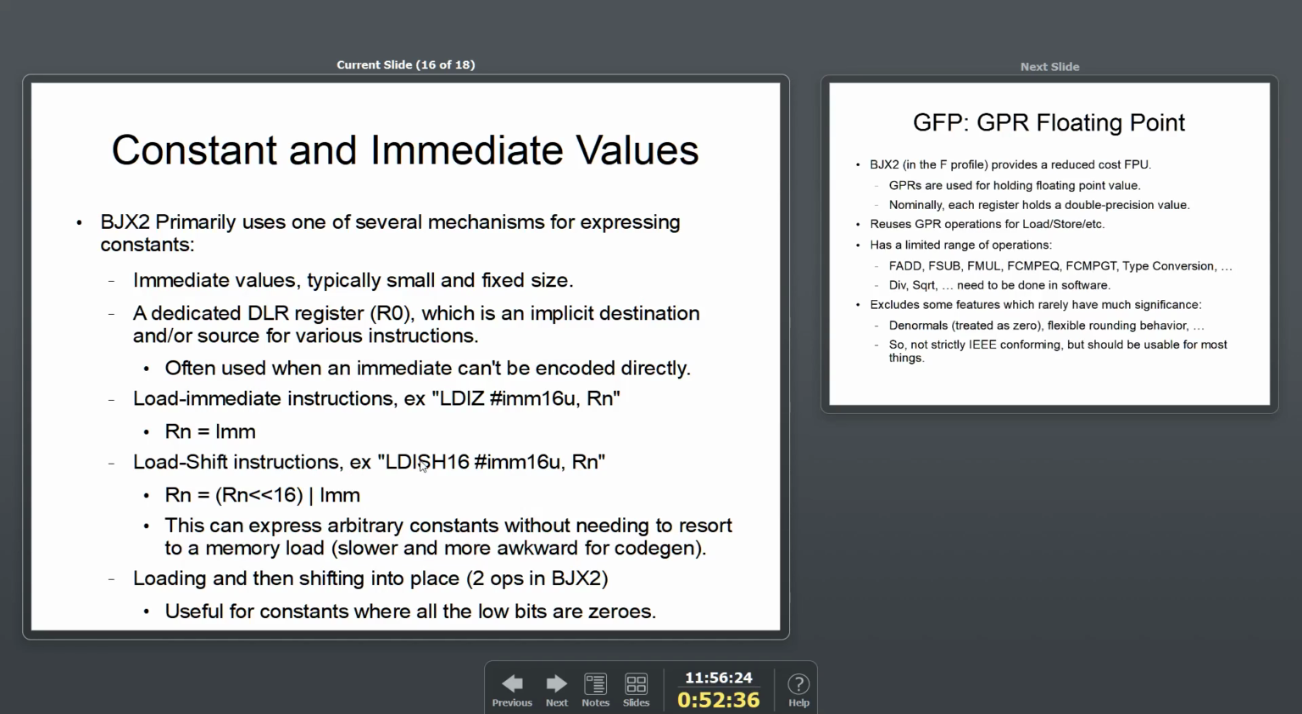The load shift instruction sequence is useful in cases where the constant effectively has contents in all of its bits and can't be expressed via more compact trickery. So this is more the general case fallback, but it does remain fairly useful.